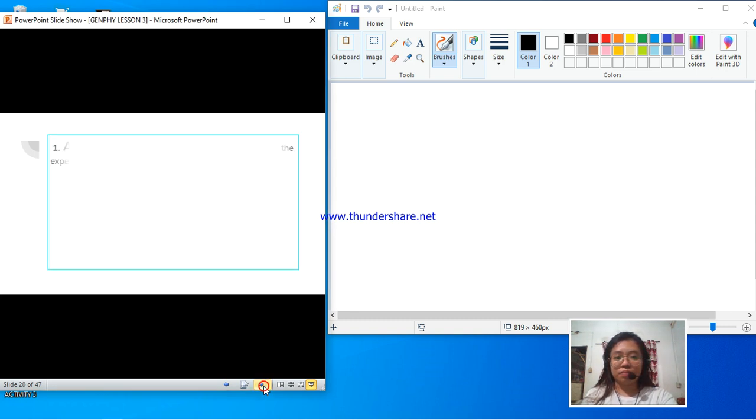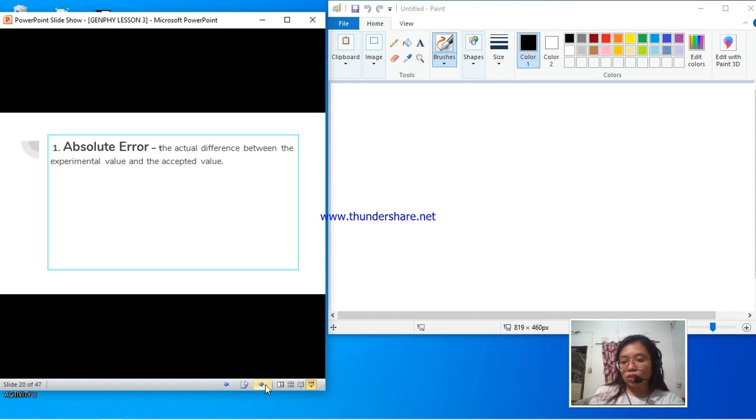Then, absolute error. Under the accuracy, meron tayong two types. The absolute error and then the other one later. Once na sinabi natin absolute error, this is the actual difference between the experimental value and the accepted value. Once na sinabing difference, pagkakaiba, in a mathematical equation, subtraction siya, yung operation, ng experimental value nyo, yun yung nakuha yung value or measurement, and then the accepted value.